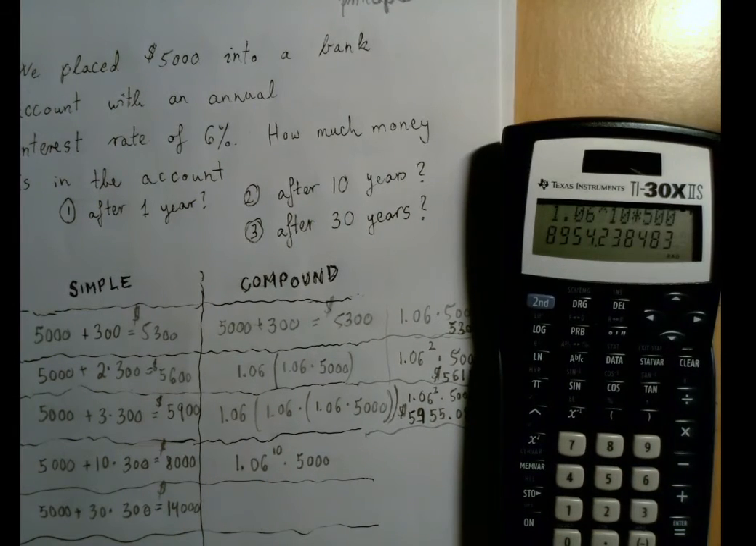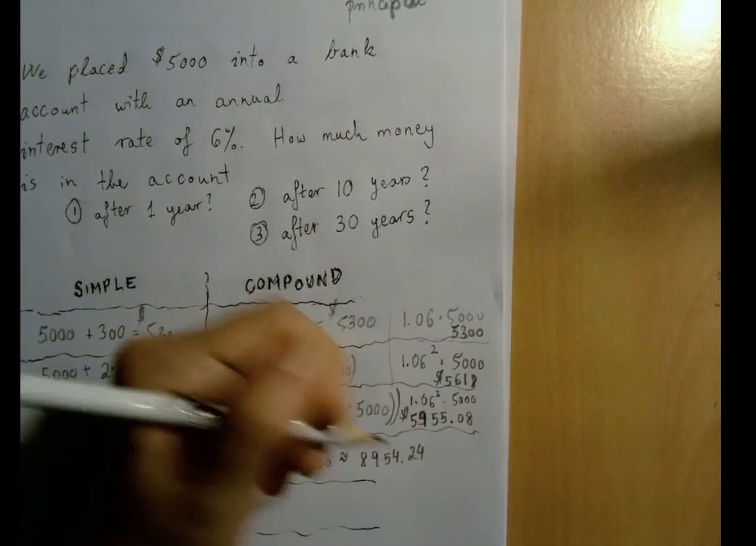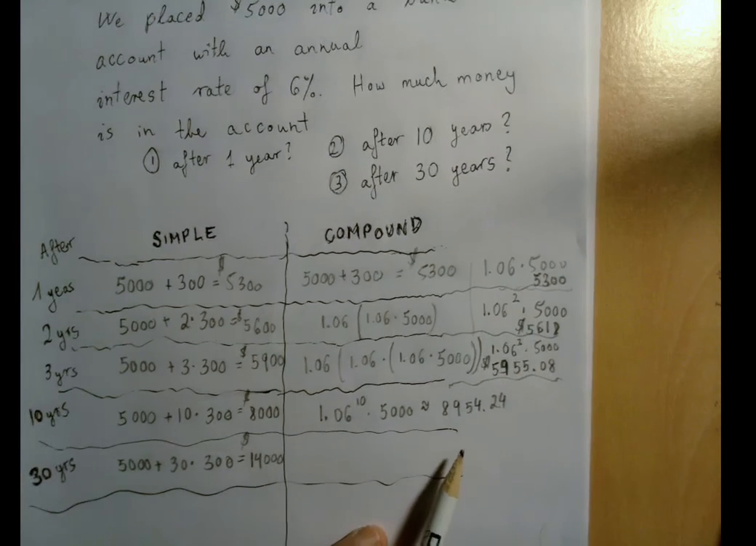So we have $8,954.24. So the difference is almost $1,000, right? So it kind of adds up.